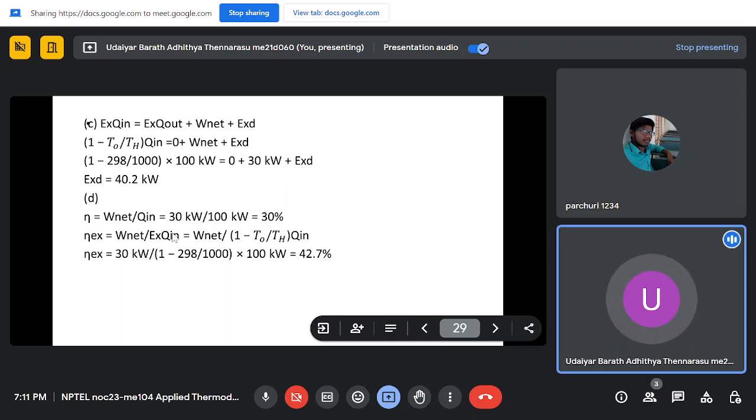You can calculate it that way, or the other way around is you can calculate the efficiency by Carnot efficiency. Exergy in is the maximum amount of work which you can get out. So W net by the maximum work which you can get is the second law efficiency. W net is 30, and the maximum is the work you can get from a Carnot cycle, 70.2, so 30 by 70.2 comes out to be 42.7%.